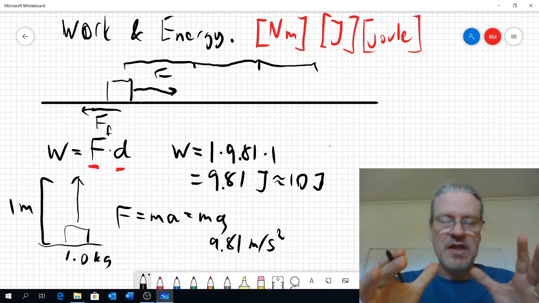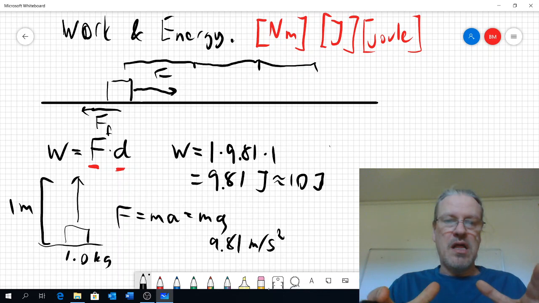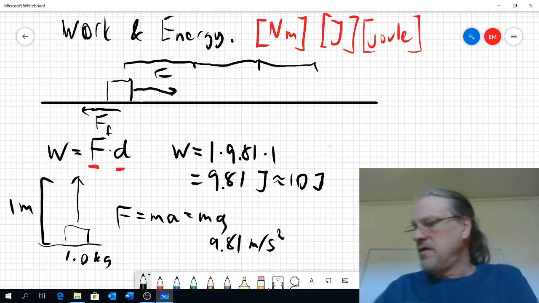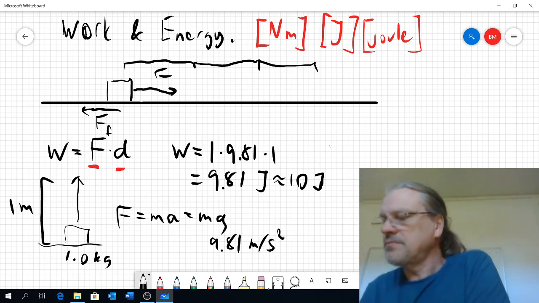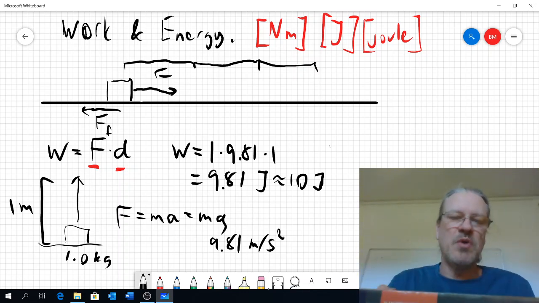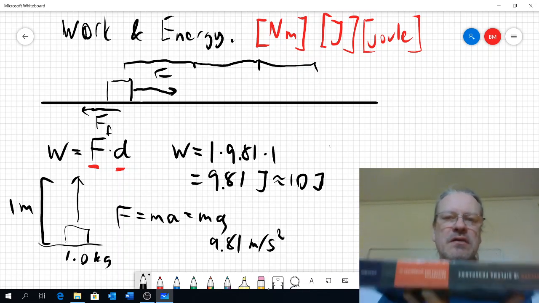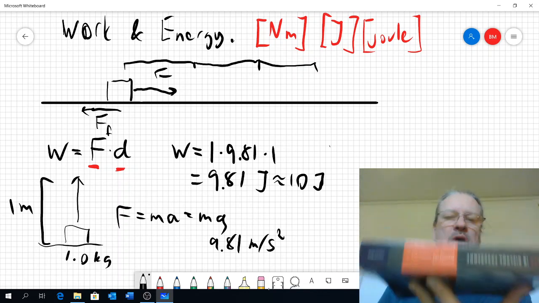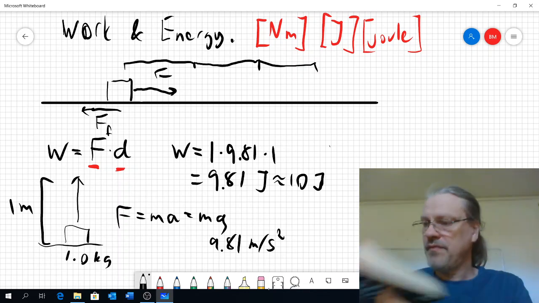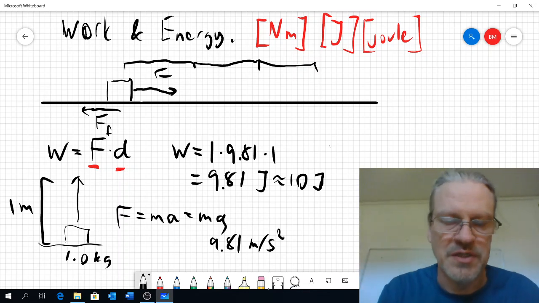If you lift 1 kilogram 1 decimeter up, say this book is 1 kilogram, and I lift that a tenth of a meter, that would cost me about 1 joule. So that gives a feeling about how big a joule is.